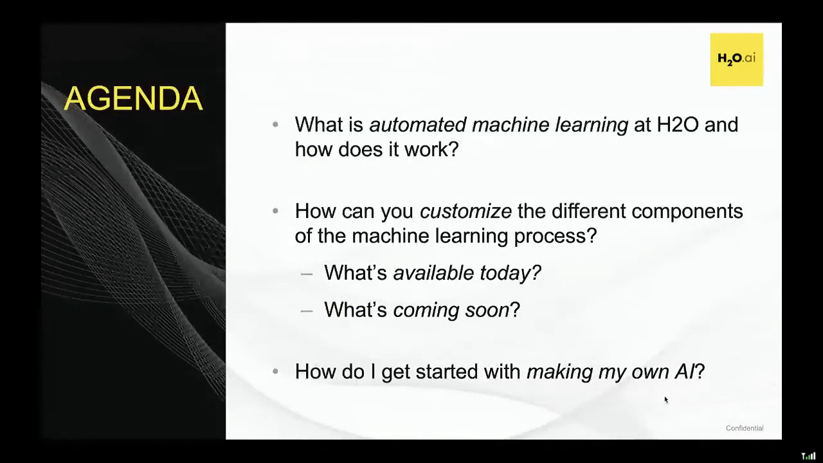Today, we're going to be going over three main questions. What is automated machine learning at H2O? This is sort of a big question. It's very popular in the marketplace right now. So we'll be talking about H2O's enterprise automated machine learning solution, Driverless AI, and how that works. Next, we'll talk about how to customize the different pieces of Driverless AI, what's available today, and what's coming soon in later releases. And then we'll go into how to get started with making your own AI, both using the recipes we're going to be talking about and how you can learn how to write your own.